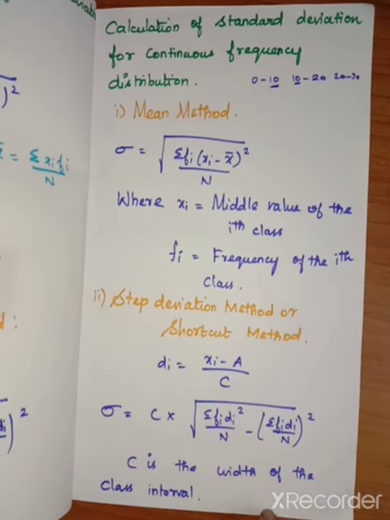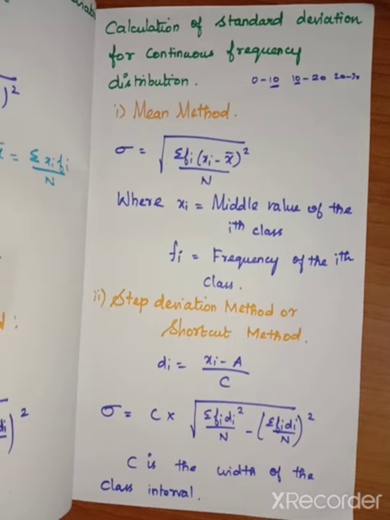The next to last one is the step deviation method, or otherwise we can say the shortcut method. In the shortcut method, di is xi minus a divided by c. A we know is the assumed mean. Then xi is the middle value of the ith class. Then c is the width of the class interval.